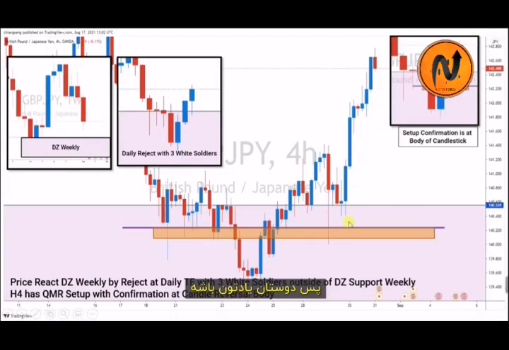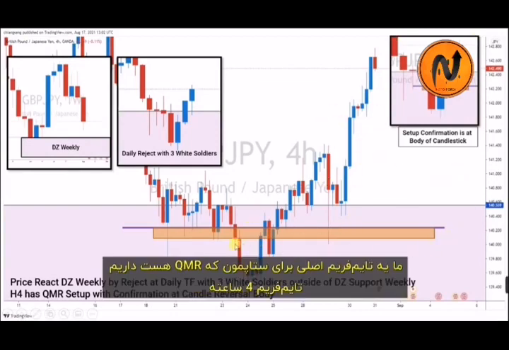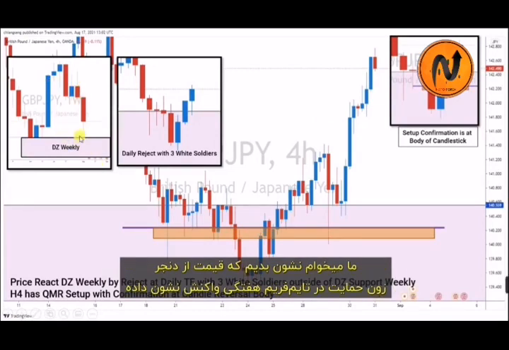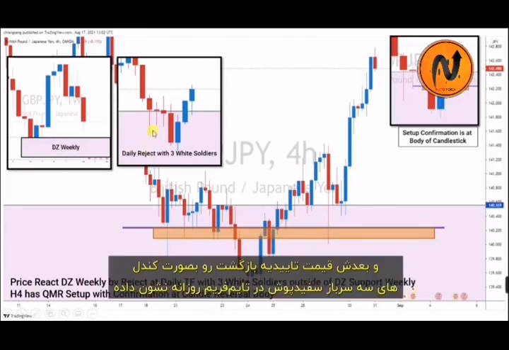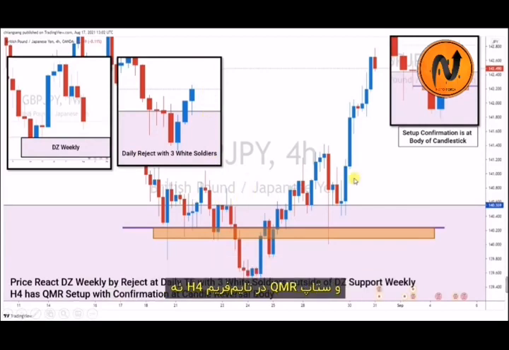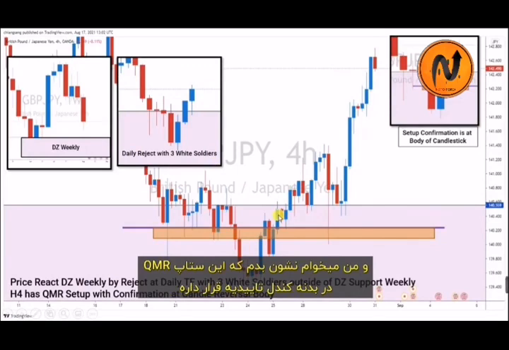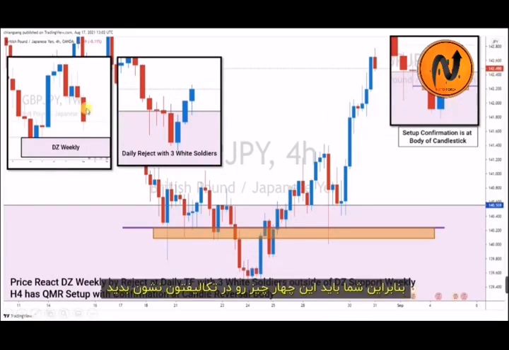So remember, guys, we have the main time frame for the setup with the QMR H4. We want to show that this price has react from the danger zone weekly of the support. Next, the price has showed confirmation of rejection on the 3 white soldiers on the daily time frame. QMR setup at the H4 time frame. I want to show that this QMR setup is at the confirmation at the body candle. So you have to show these 4 things at your assignment.